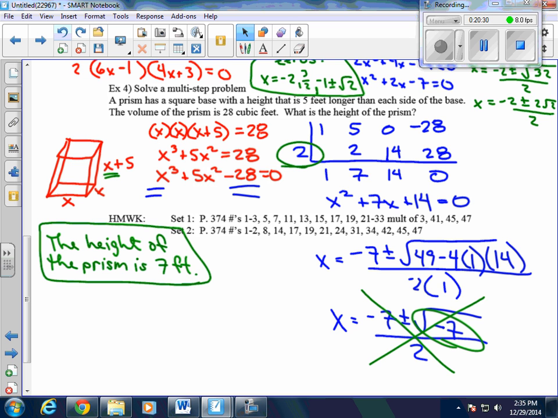So here is your assignment, it is on page 374 for section 5.6, which is on finding rational zeros.